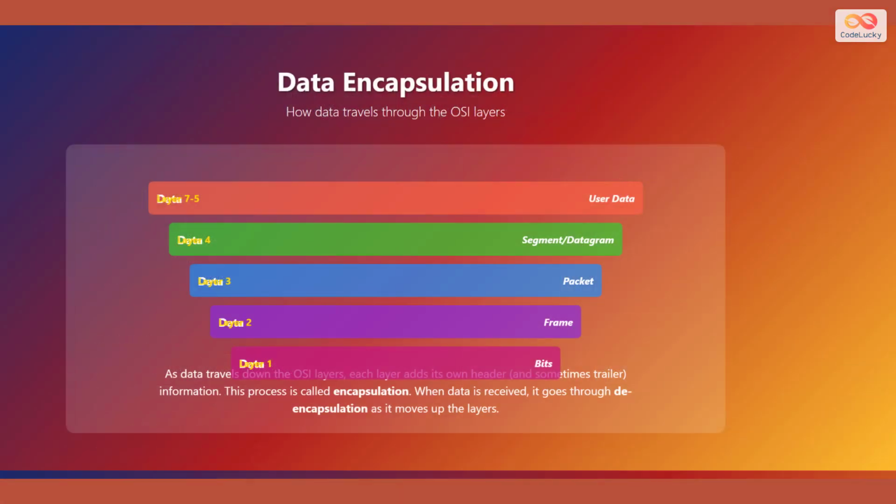As data travels down the OSI layers, each layer adds its own header, and sometimes trailer information. This process is called encapsulation. The data, which comes from layers 7 to 5, is referred to as data. At layer 4 it is called segment or datagram. At layer 3 it is called packet. At layer 2 it is called frame. And at layer 1 it is called bits. When data is received, it goes through de-encapsulation as it moves up the layers.